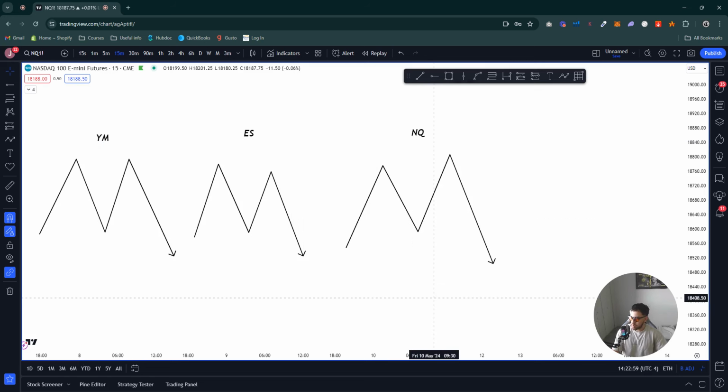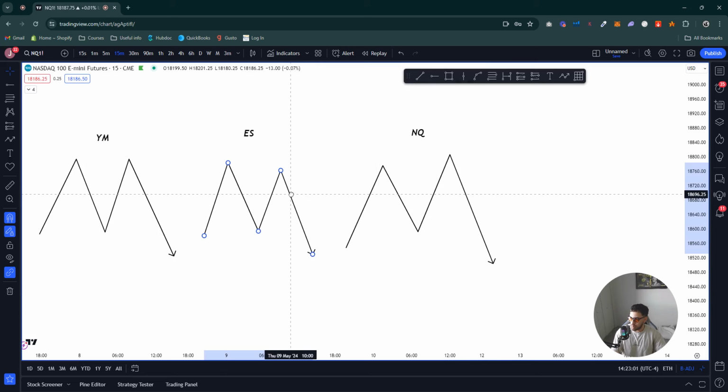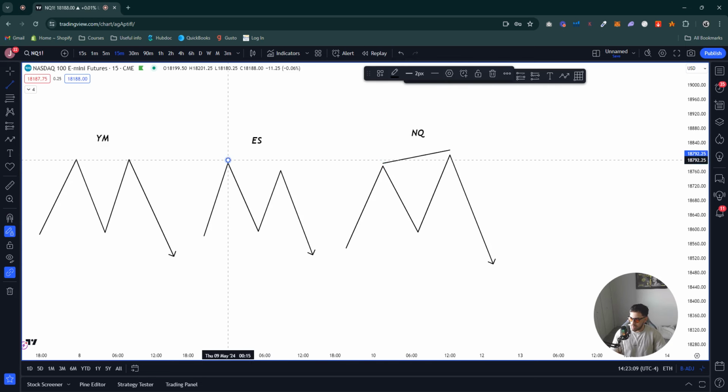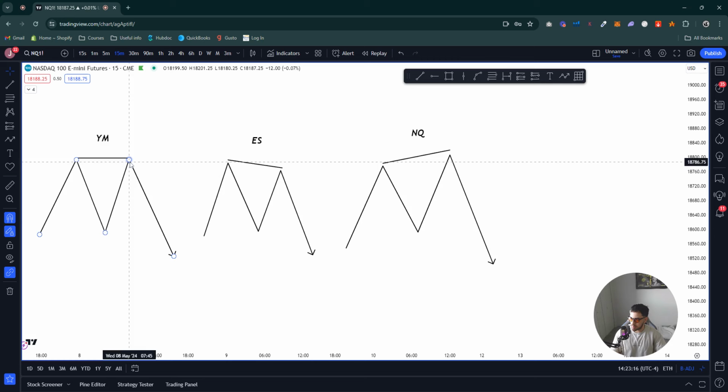Let's say that this is YM, which is the Dow Jones. What do you see as the main difference? As you can see, NQ makes a higher high, while ES makes a lower high, and YM leaves equal highs, or a lower high technically, or relative equal highs. Let's just say that this is relative equal highs so I don't confuse you as much.